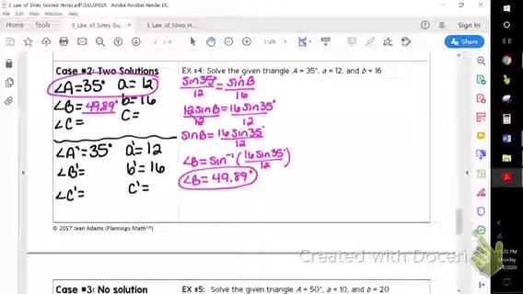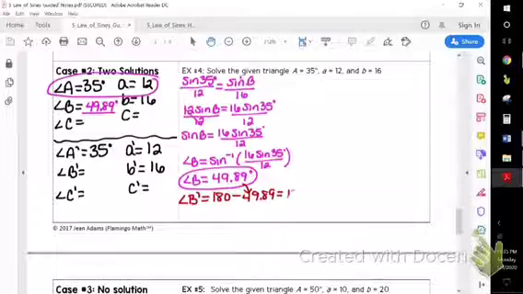Now, I'm going to go ahead and check and see if that second triangle exists. In order to see if it exists, remember, since we just found angle B, we're going to find angle B prime. In order to do that, you take 180 minus the angle you just found, 49.89, which is 130.11 degrees. So I'm going to go ahead and put this up here for angle B prime.